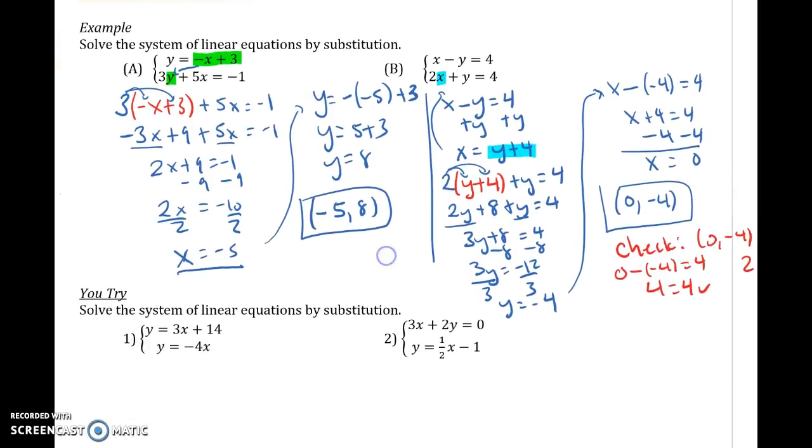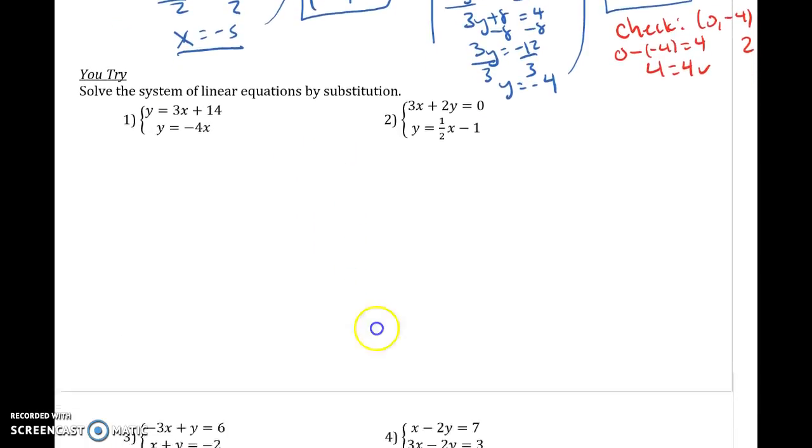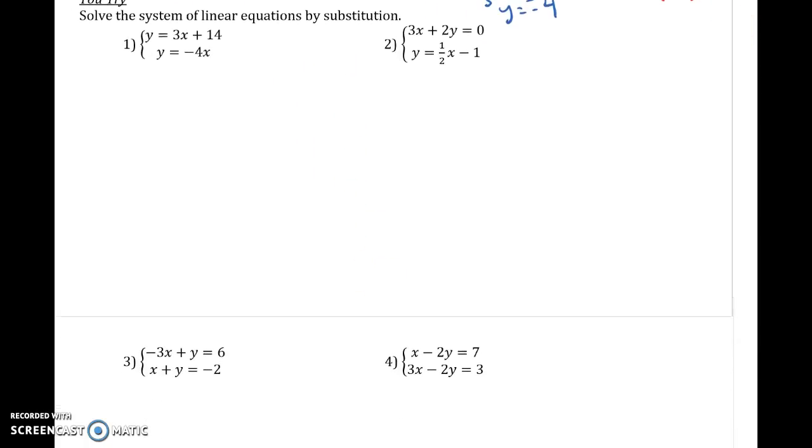So I'd like you to go ahead and try out 1, 2, 3, and 4. Okay? Just a quick note here for number 1. You might be thinking, wait, I have 2 y equals, what do I do? Just take one of the y's, plug it in for the other. So let me start you off here. So I'll take out the y on the bottom and replace it with 3x plus 14 and make that equal to -4x. Okay? So go for it and let's see what we get.